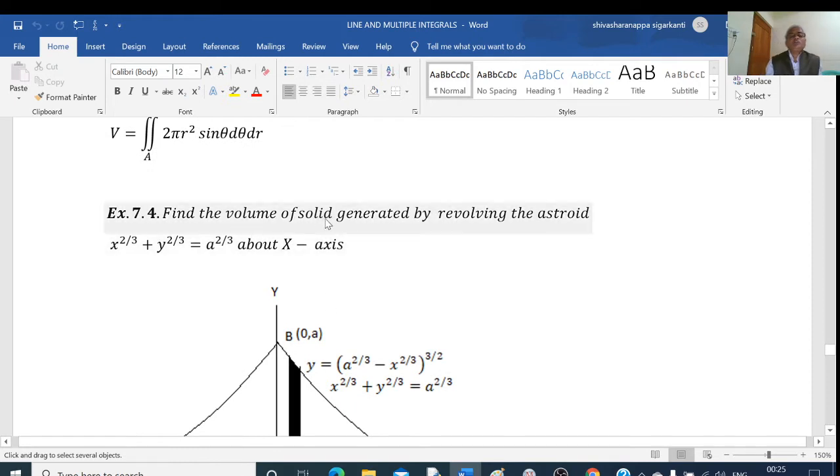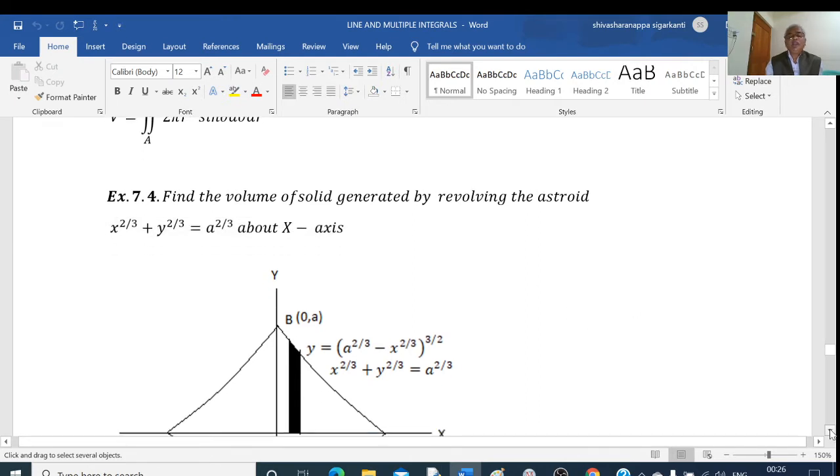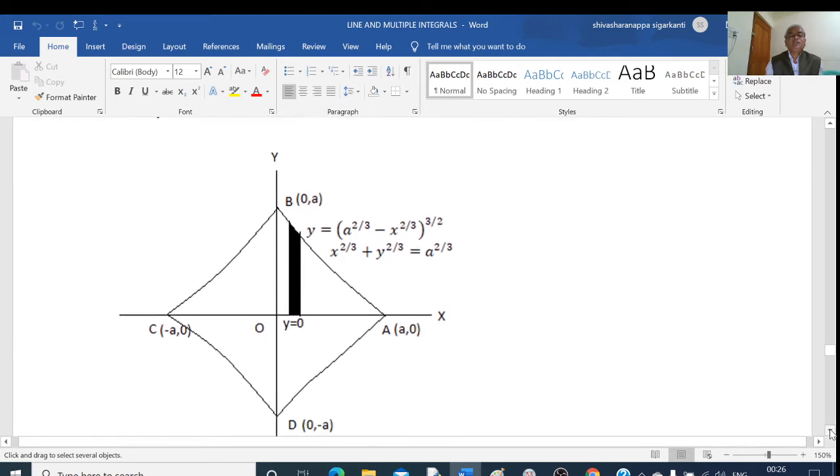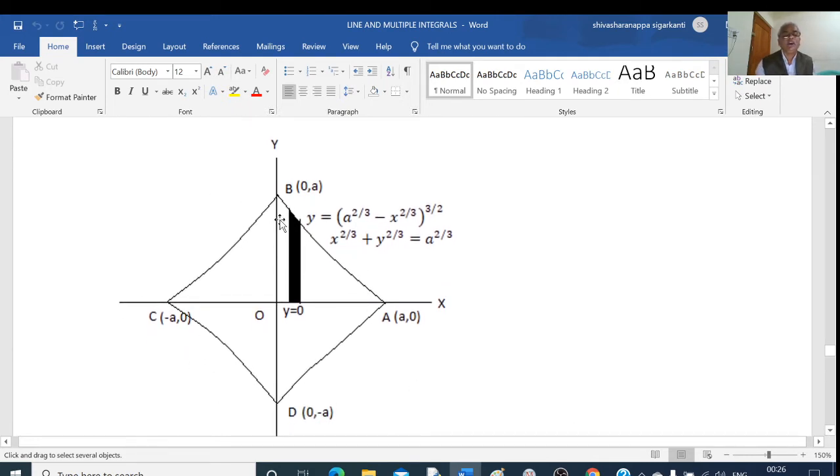One example: find the volume of the solid generated by revolving the asteroid x to the power of 2 by 3 plus y to the power of 2 by 3 equal to a to the power of 2 by 3 about the x-axis. We know the shape of the asteroid is like this. This curve, that is A, B, C, revolves around the x-axis, then some solid figure is formed. We have to find the volume of that solid.